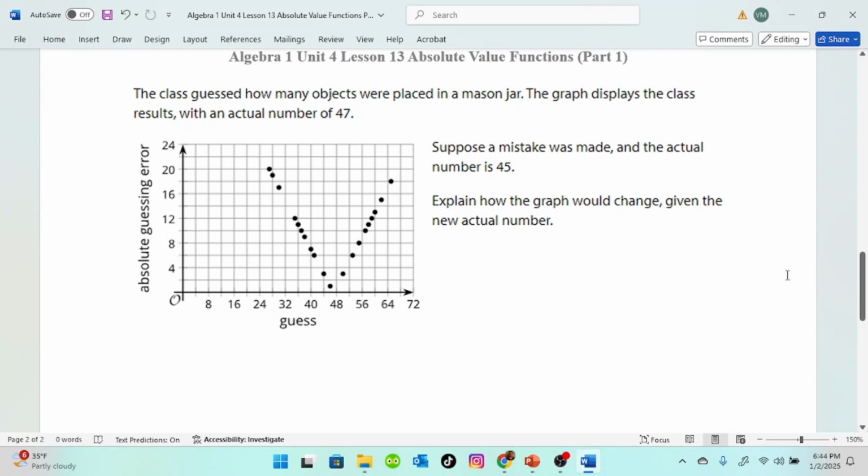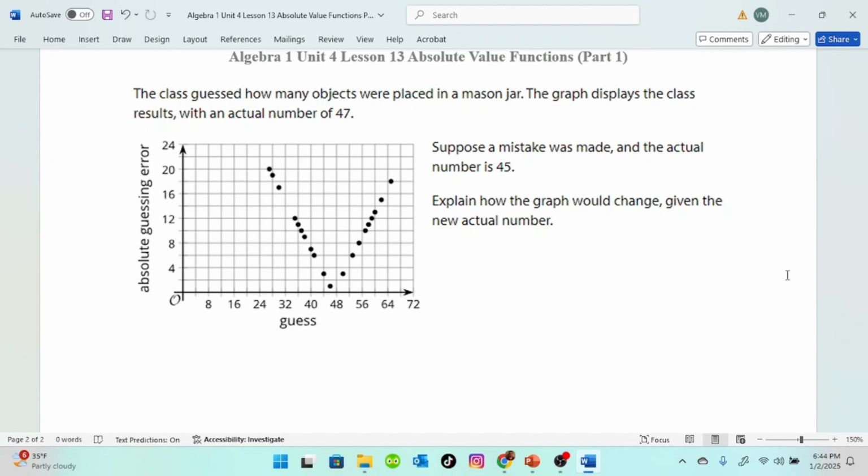Our last practice problem, the class guessed how many objects were placed in a mason jar. The graph displays the class results with an actual number of 47. Suppose a mistake was made and the actual number is 45. Explain how the graph would change given the new actual number.